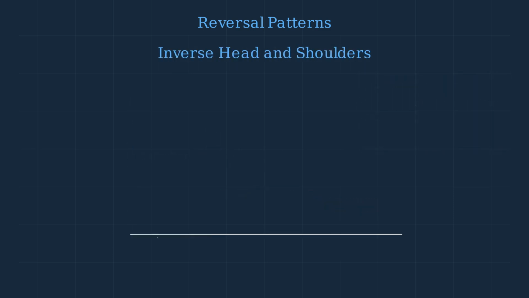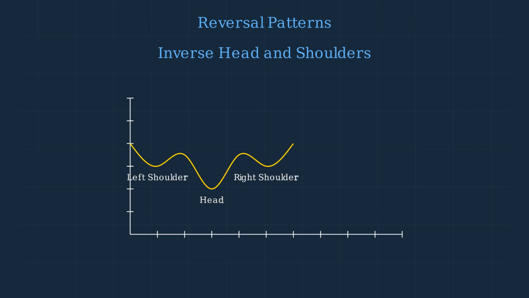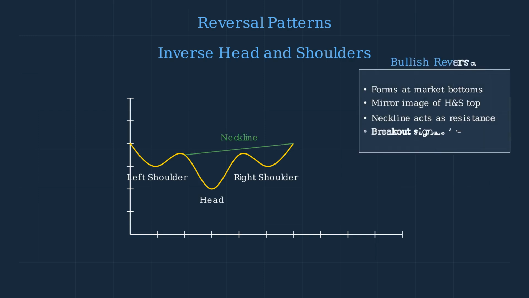The inverse head and shoulders is the bullish counterpart, appearing at market bottoms. It's essentially a mirror image of the standard pattern, with 3 troughs instead of peaks. The neckline in this case connects the highs between the troughs and acts as a resistance level. A breakout above this neckline confirms the bullish reversal. When price breaks above the neckline, it signals a potential trend reversal to the upside. The measuring technique is similar, the distance from the head to the neckline projected upward from the breakout point.